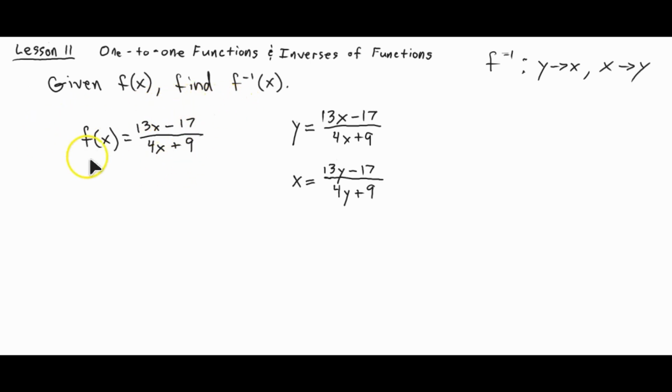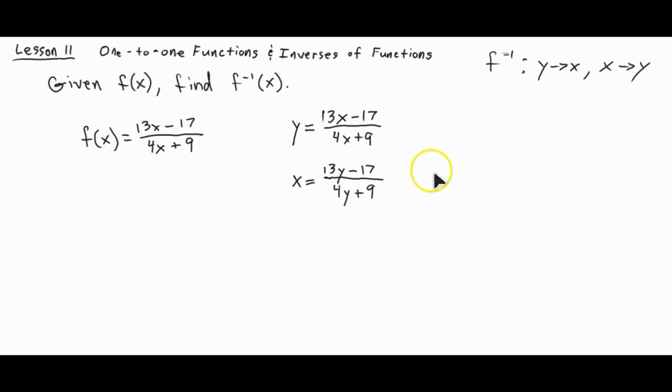So we're going to take our function and turn it into y equals 13x minus 17 over 4x plus 9. Then we're going to turn the y into an x, and we're going to turn both of the x's into y's. So we now have x equals 13y minus 17 over 4y plus 9.